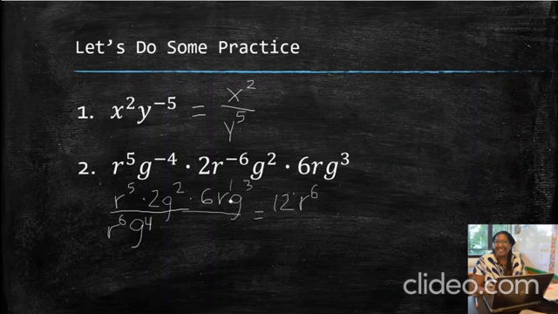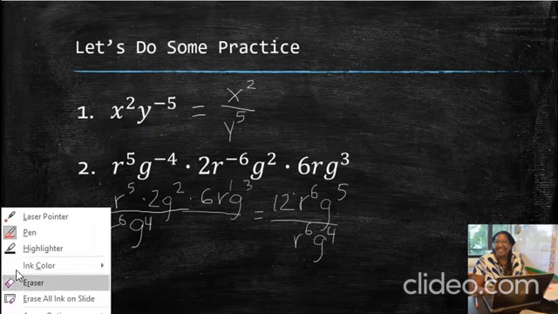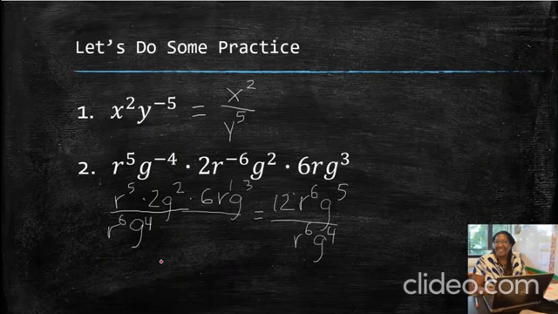We have g squared and g cubed. Our product rule says you add the exponents, so we've got g to the 5th power here, all over r to the 6th over g to the 4th. Now we can go about and reduce things that can be reduced. There's only the 12 and no number in the denominator, so no reducing happens there.